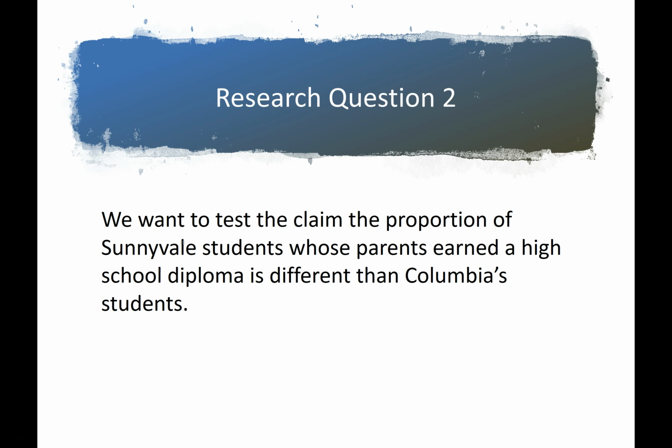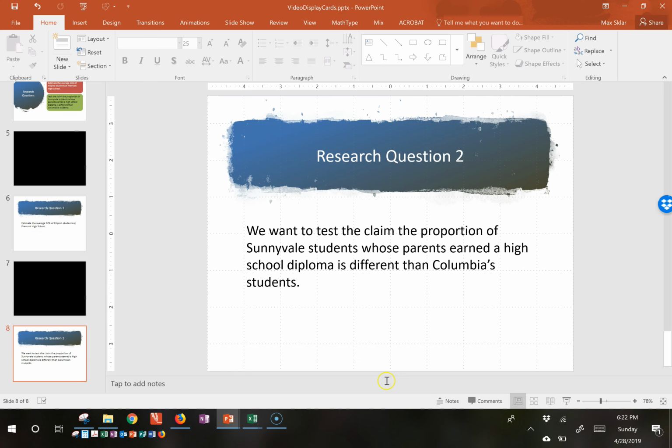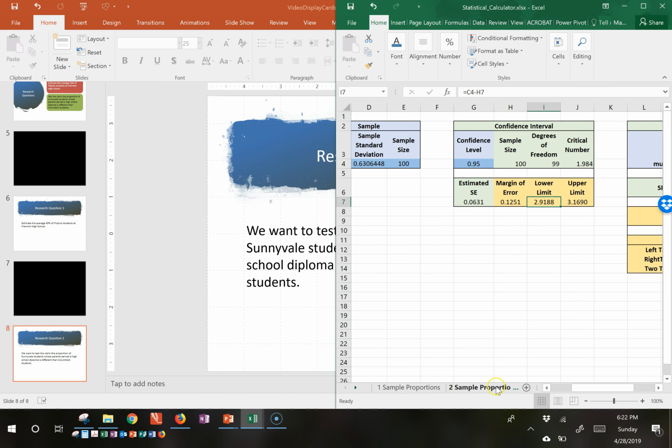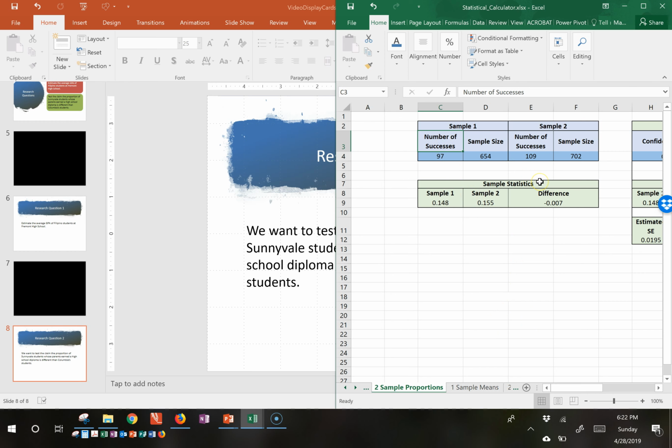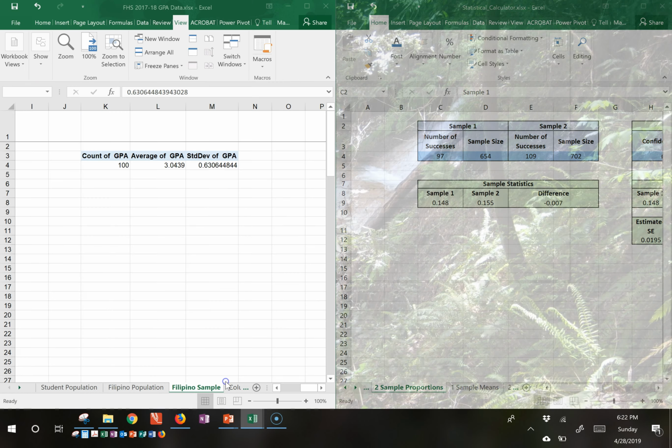Research question 2, we want to test the claim that the proportion of Sunnyvale students whose parents earned a high school diploma is different than Columbia students. For this, in fact, let's look at the statistical calculator. We will need to determine, let's see, this is a 2-sample proportions. We need to determine the number of successes and the sample size for each of our 2 samples, for our Sunnyvale students and our Columbia students. So, let's go back to our data table.